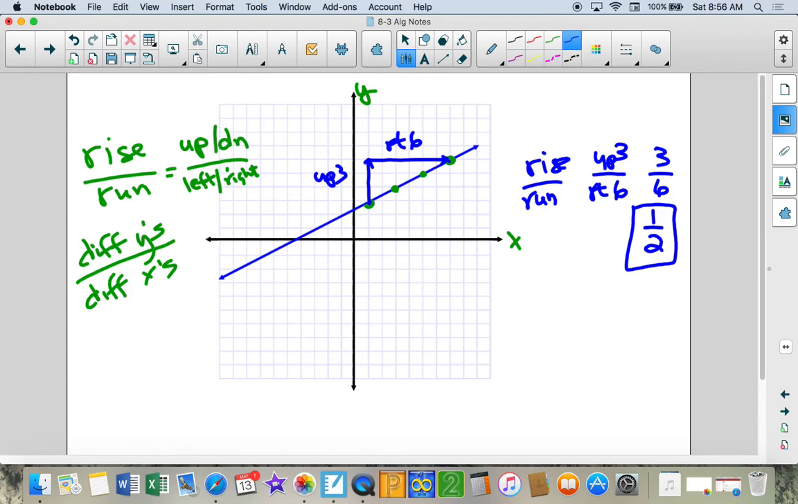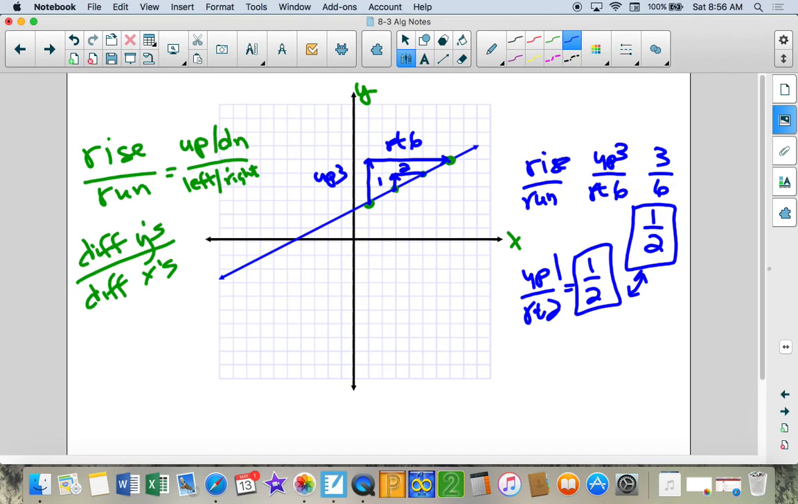So I picked the two farthest points from each other. There are other points on here, but of the labeled points, I picked the 2 widest. Let's take these 2 points, the most inner 2 points. So if I'm going to go up and down and left and right from this point to this point, I'm going to go up 1 and I'm going to go right 2. Up 1, right 2. Up is positive, right is positive, so my slope is 1/2. What do we notice? It's the same slope.